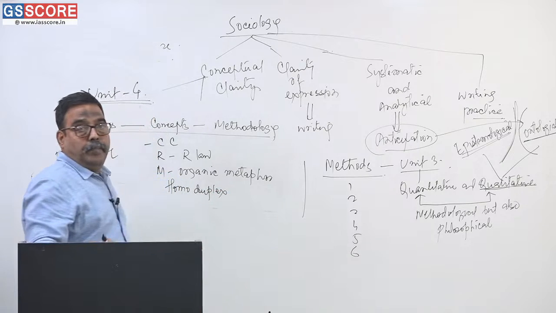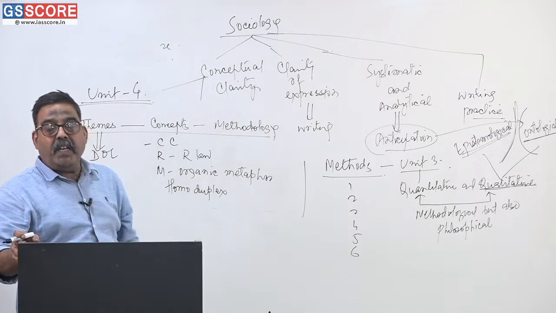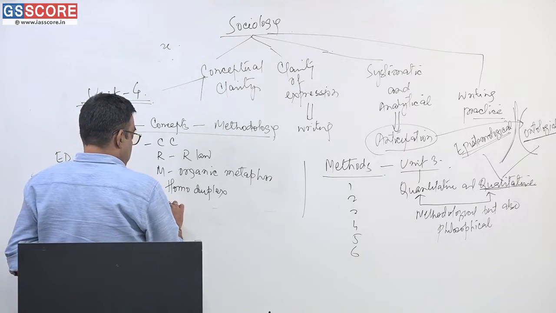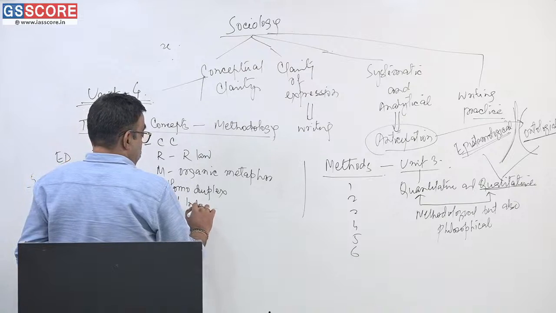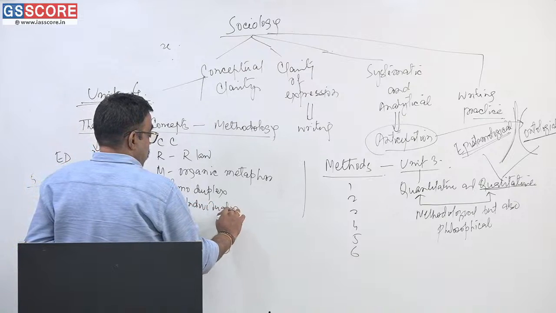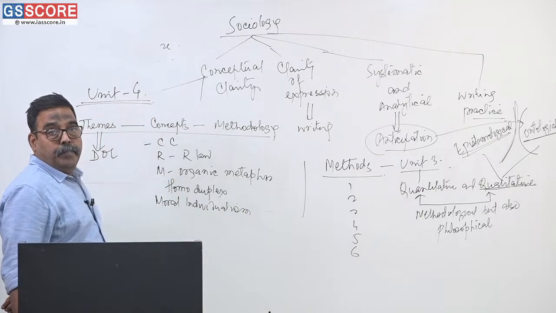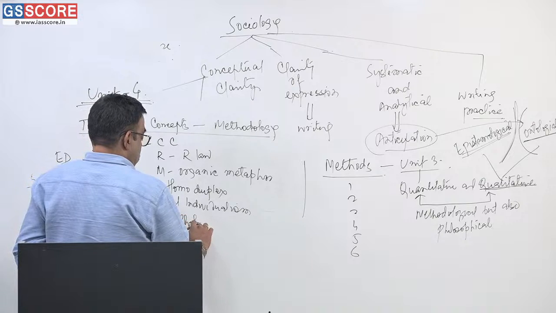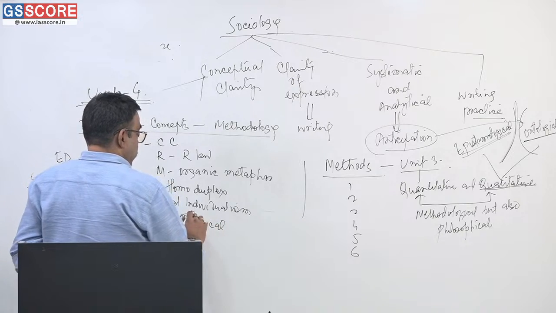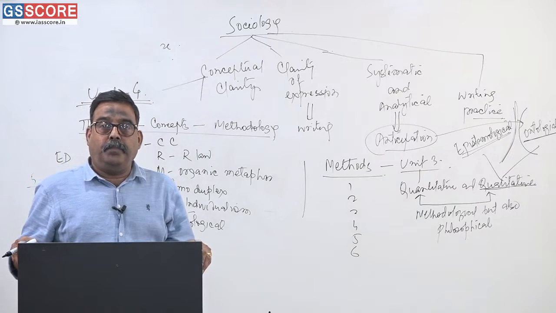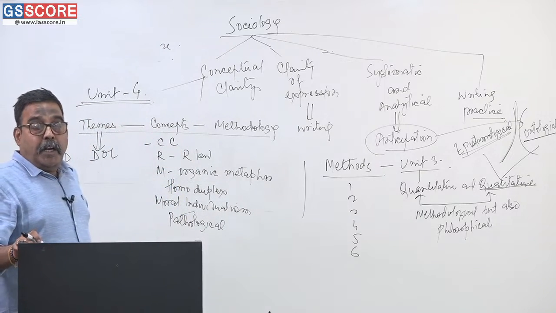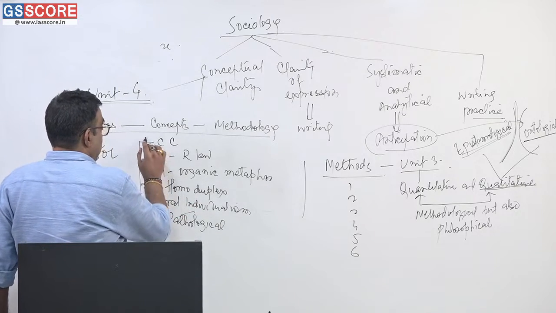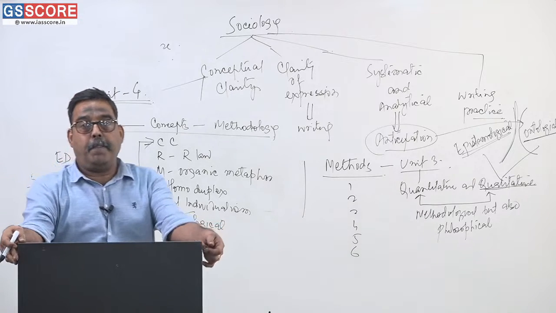Then we will be talking about the concept of homo duplex, for society and for individual, and then moral individualism. And pathological division of labor. So look at, these are the concepts. It means in this theme, these are the concepts which should be there in your mind.